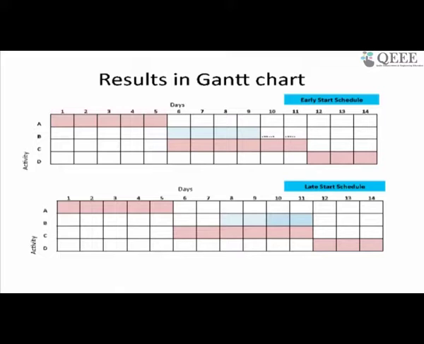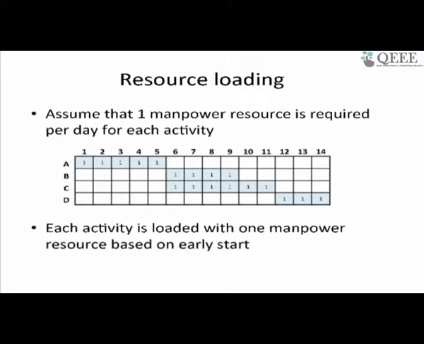So we know that B has float, and if B is on the early start, it would start here. If it is on the late start, it would start here. So you can see B is floating in this region as we discussed yesterday. Now let me go on to giving a very simple resource load.